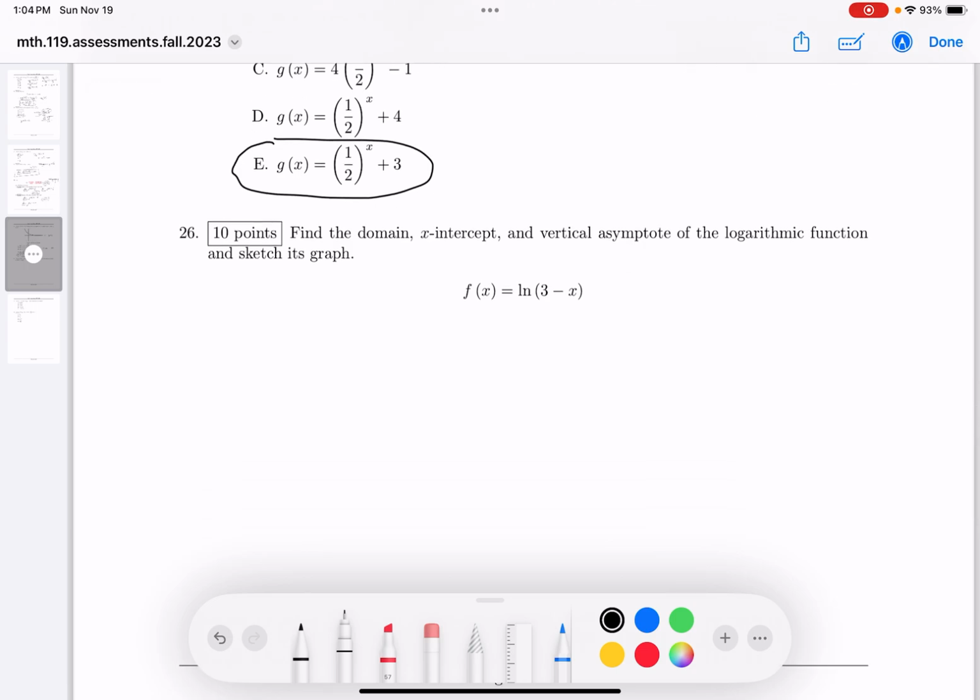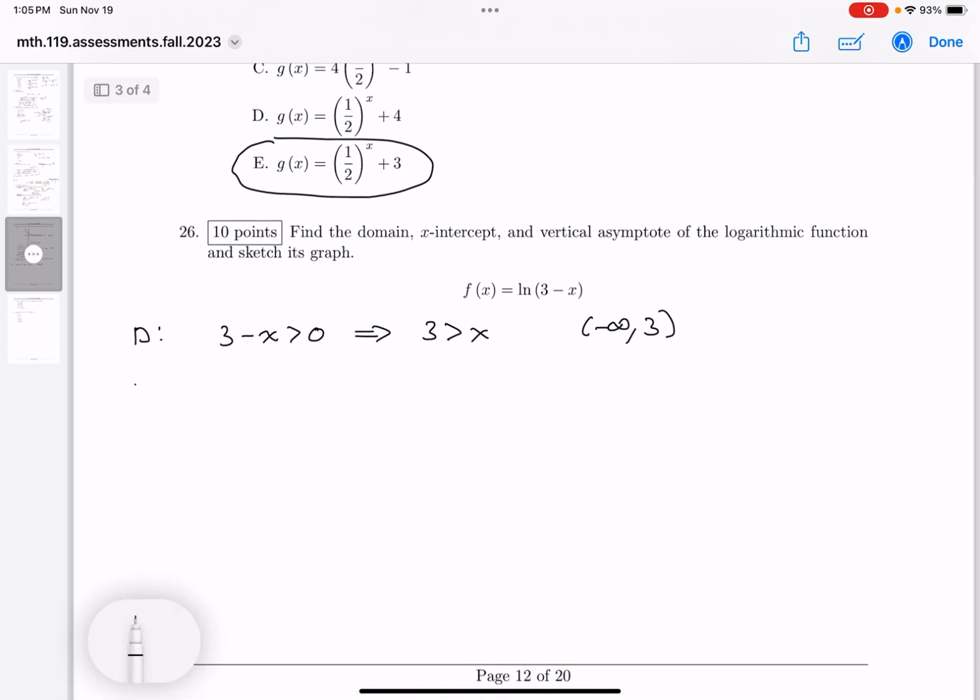Next question, it's an open question. You got to put the work down. The domain of this is where 3 minus x is greater than 0. Looks fairly simple. Let me just put this down. This is domain, by the way. That's going to be 3, and then put the x here. So the domain of it is where x is less than 3. So I'll write it down as minus infinity up to 3. All right? Now, the other thing they ask about is the x-intercept.